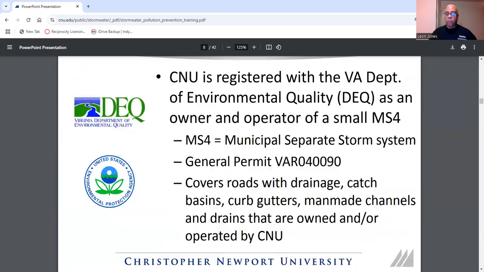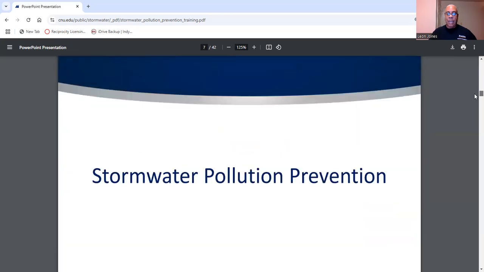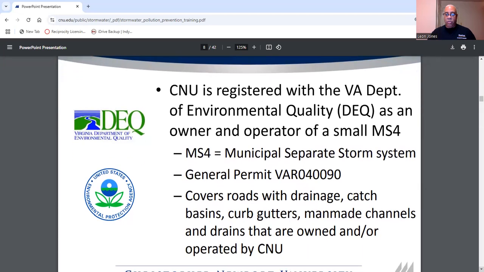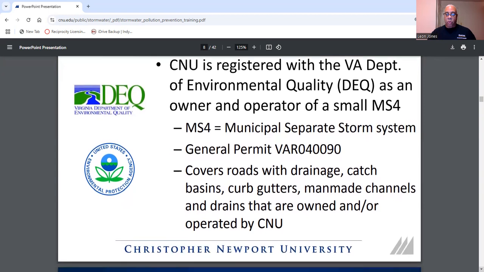Stormwater pollution prevention. That's what we're getting into. And the regulatory information. Okay, CNU is registered with the Virginia Department of Environmental Quality, known as DEQ, as an owner and operator of a small MS4. MS4 is the Municipal Separate Storm Sewer System General Permit, VAR 040090. It covers roads with drainage, catch basins, curb gutters, man-made channels, and drains that are owned and operated by CNU.